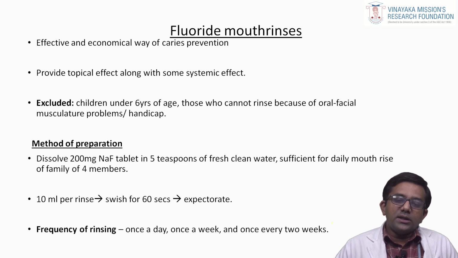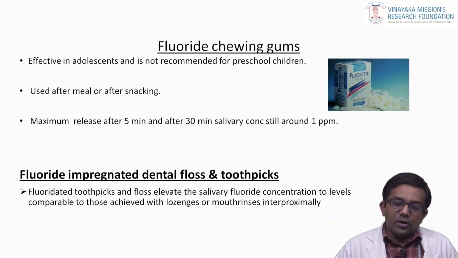So, when compared to other agents, these fluoride mouth rinses are more effective in topical fluoride application. The other types of topical fluoride agents are your fluoride chewing gums. Chewing gums can be given to children and adults. It again has a topical fluoride effect. Fluoride-impregnated dental floss and toothpicks are also there, wherein we use the dental floss and toothpicks mainly on the interdental surfaces. So, if there is interdental caries or any proximal caries, we advise these fluoride-impregnated dental flosses and toothpicks.